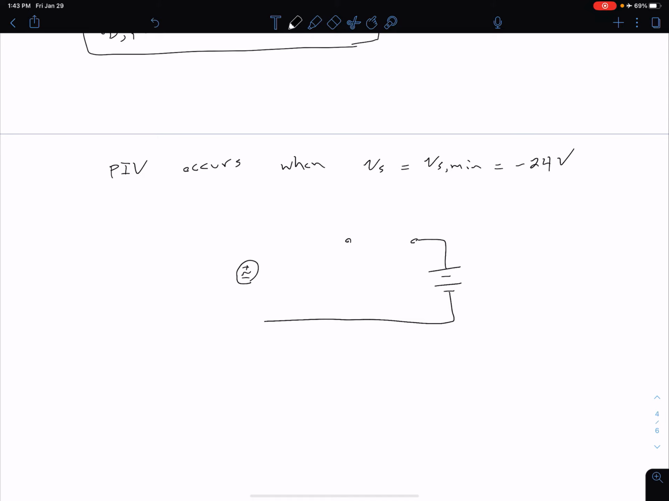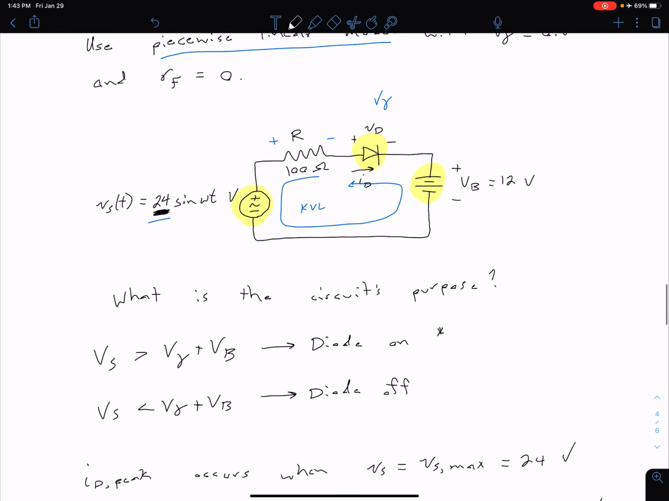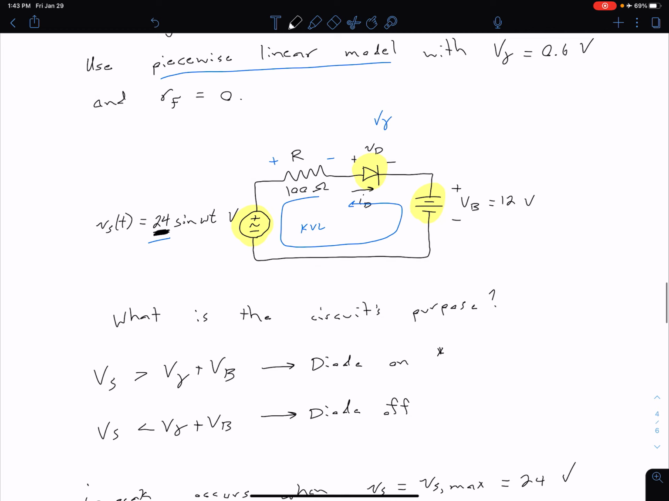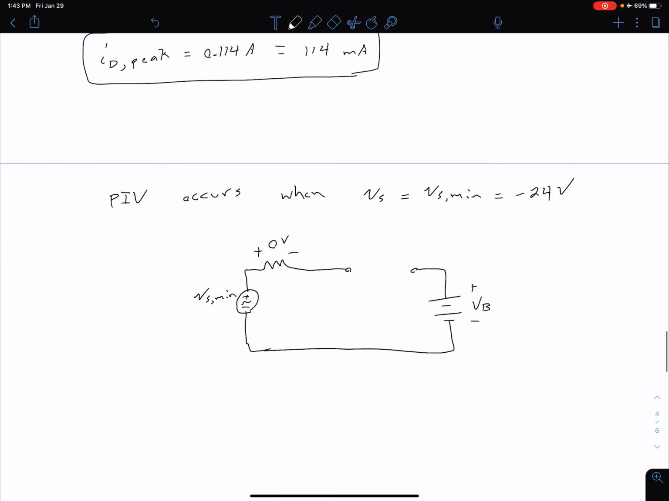We have our Vs and we have our resistor, which really isn't going to matter because we have no current. So we have 0 volts across our resistor, and this is our Vs min, and this is our Vb. Now I'm going to switch the polarity for our diode because here we have our diode voltage, but if I want to talk about reverse voltage of the diode, I can say that that's positive here and negative on the other side, so V sub R.